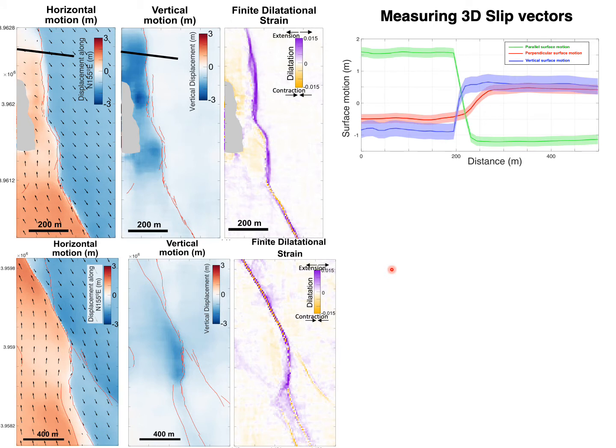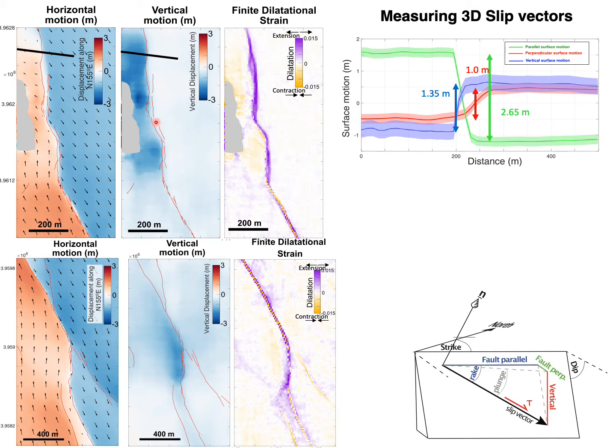Okay, so from these displacement maps, what we want to do is try and measure the 3D slip vector, because then we can use those to estimate the 3D stress orientations. So this is showing a profile across the rupture. The green shows the fault parallel motion. The red shows the fault perpendicular components, and then the vertical component, which is measured from this displacement map. From those different components, we measure the amplitude, the total offset from those components.